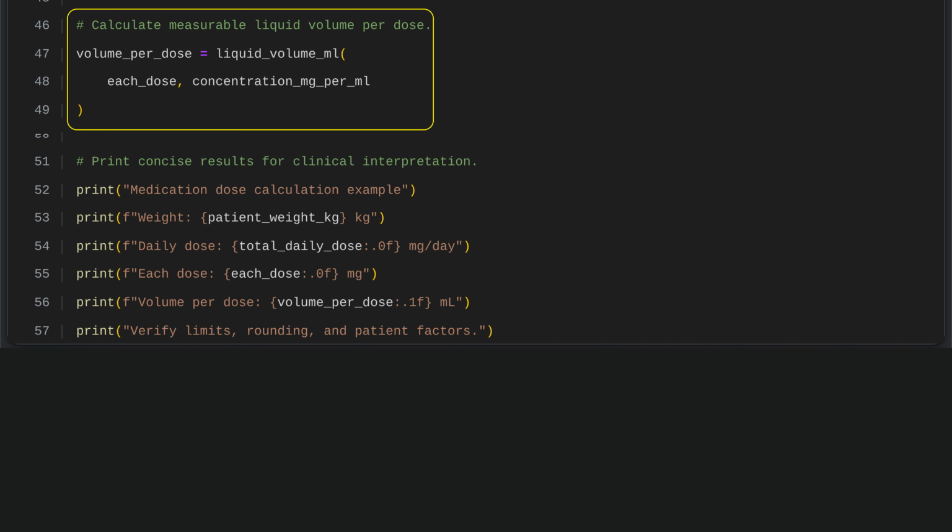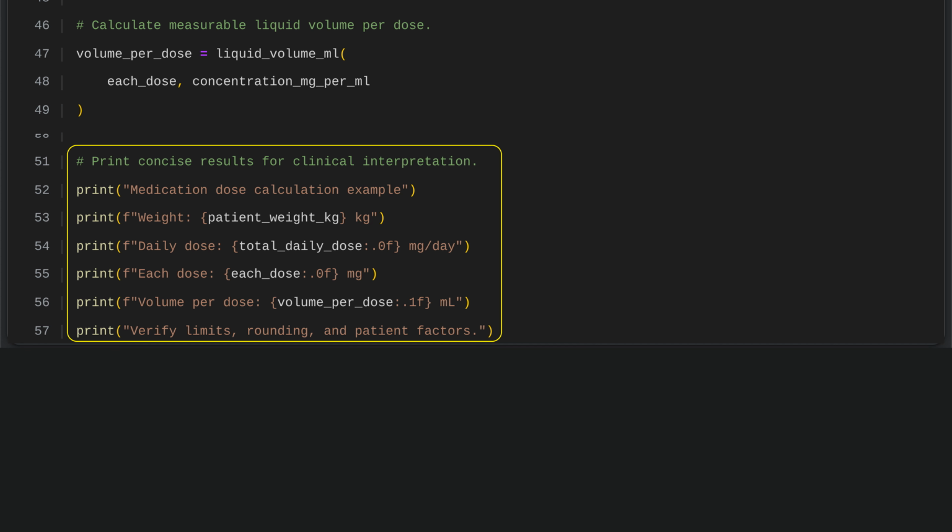To find the liquid volume for a dose, use the liquid volume function with the ordered medication amount in milligrams and the medication concentration in milligrams per milliliter. It returns the required volume in milliliters, helping ensure the dose is measured accurately for administration.